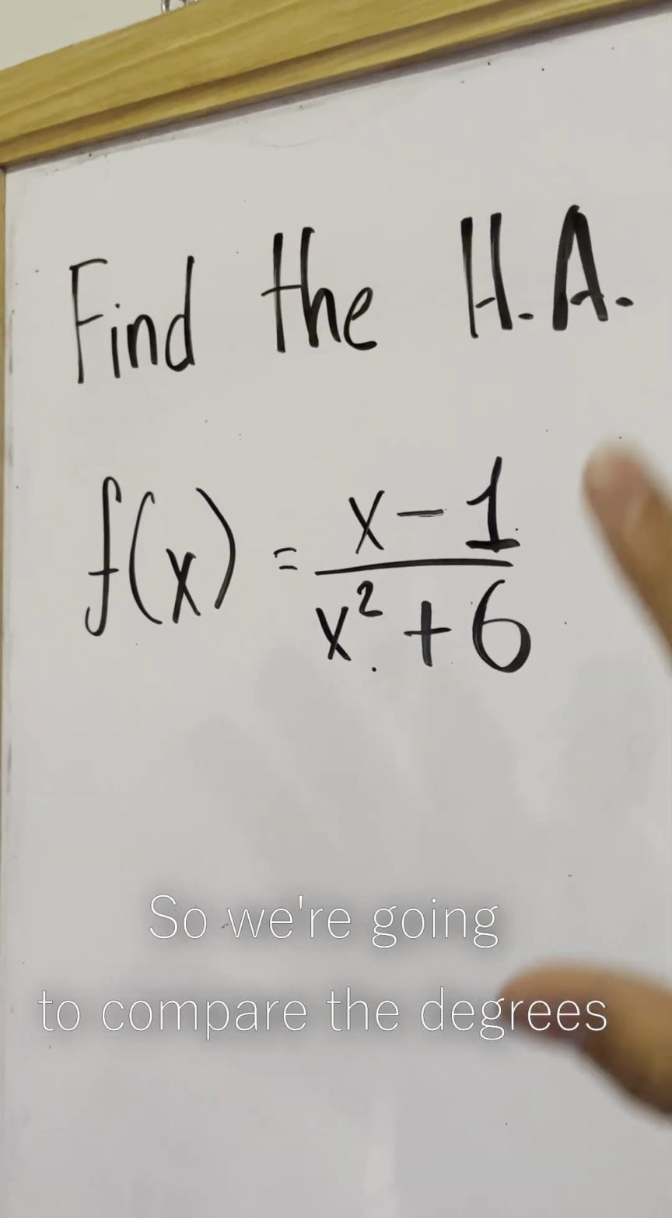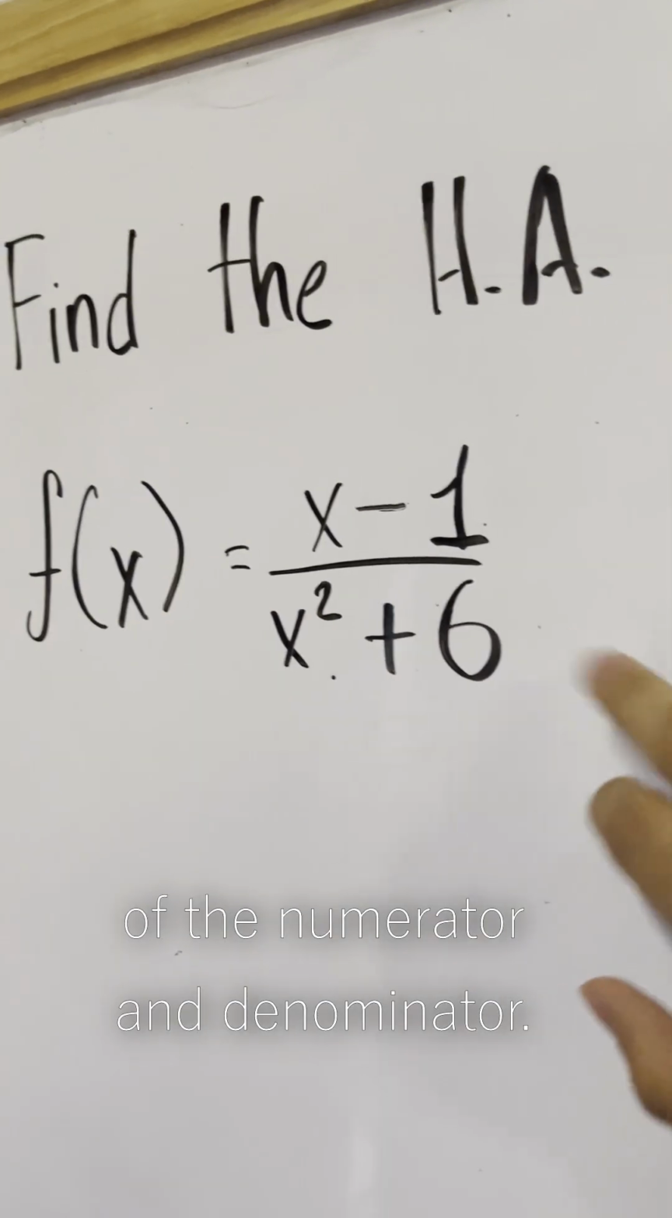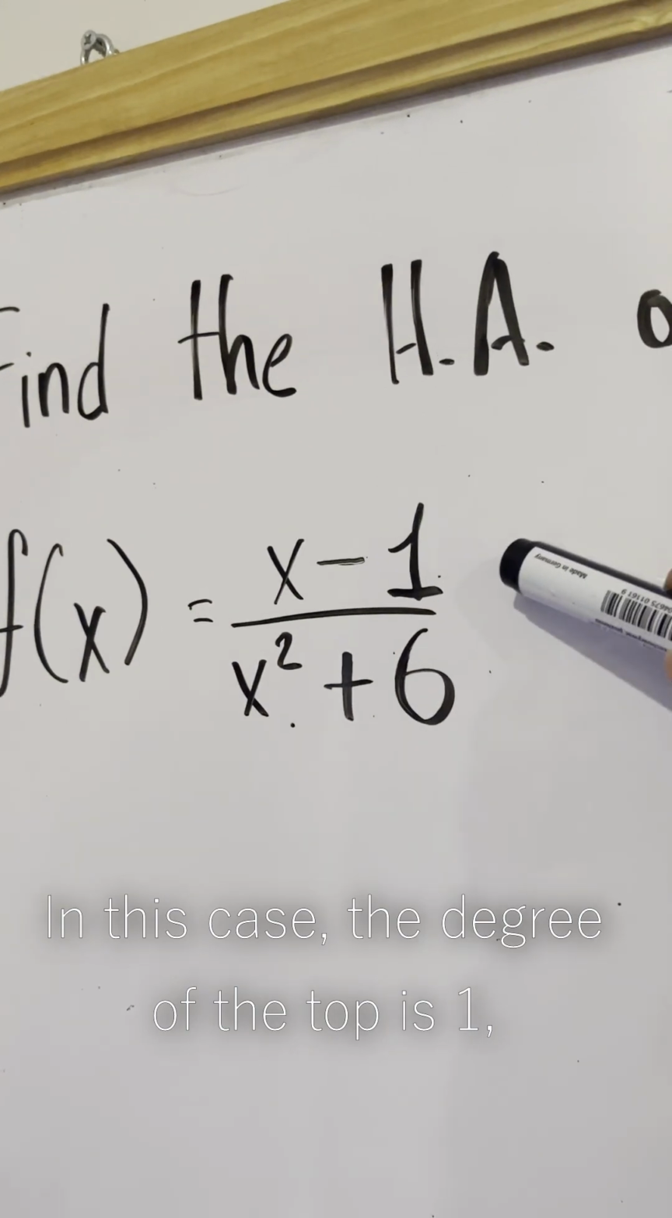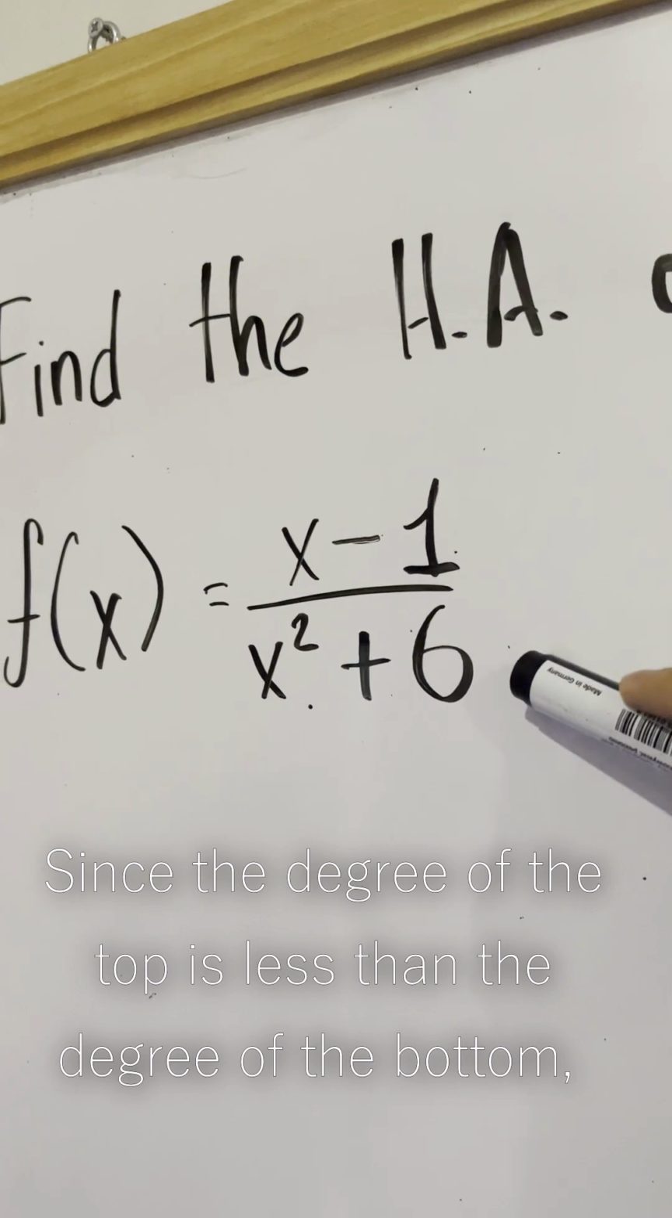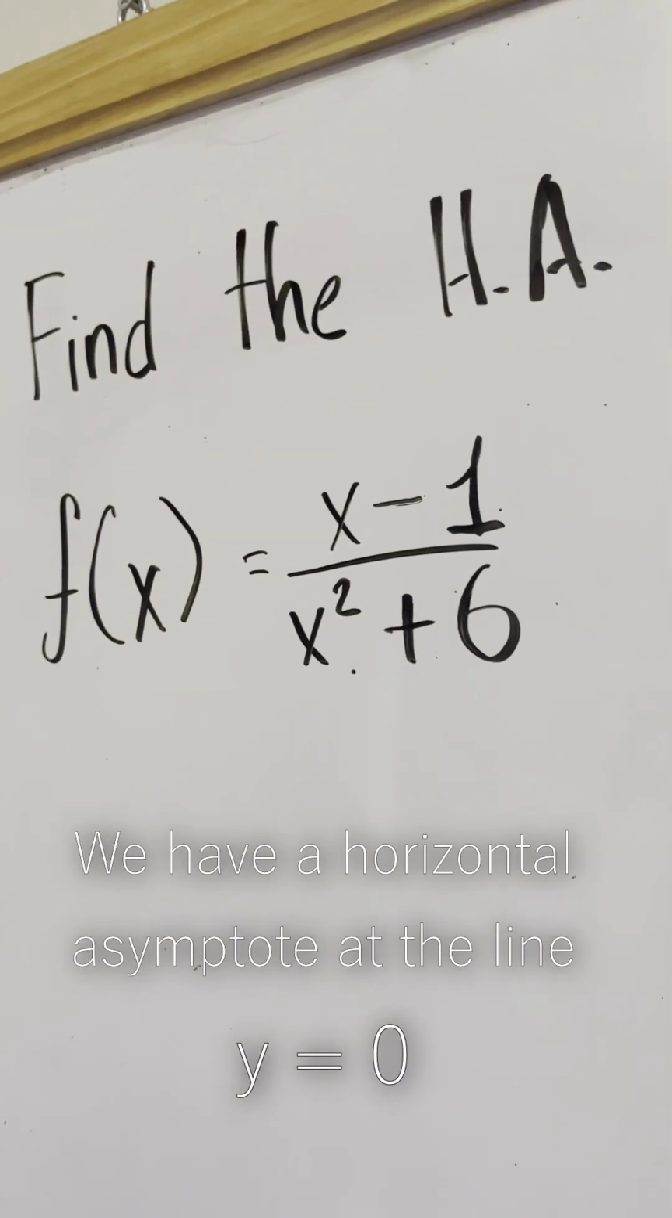So we're going to have to compare the degrees of the numerator and the denominator. In this case, the degree of the top is 1 and the degree of the bottom is 2. And since the degree of the top is less than the degree of the bottom, then we have a horizontal asymptote at y is equal to 0.